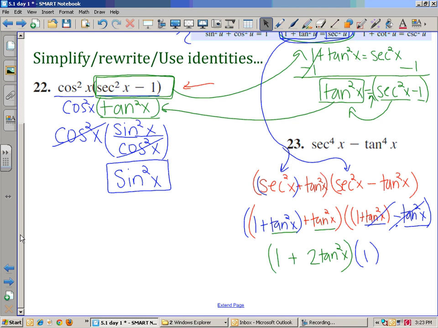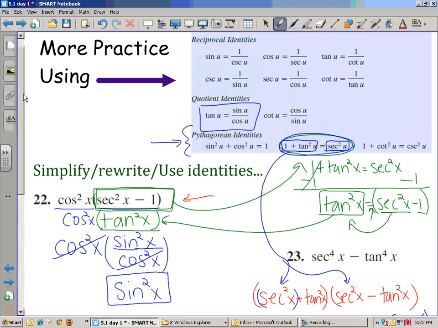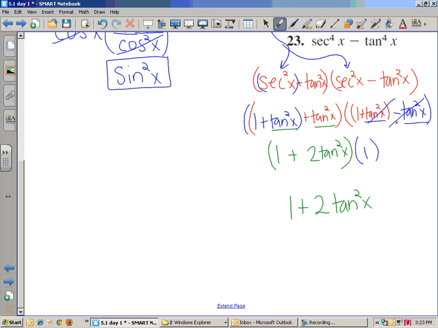And so now when you look at that, you go, oh, hey, look, that's as pretty as it gets. 1 plus 2 tan squared x. When I come up here and look at my identities, I don't see that anywhere. This does not help me at all. I don't want to make a fraction, so I'm going to go ahead and stop.